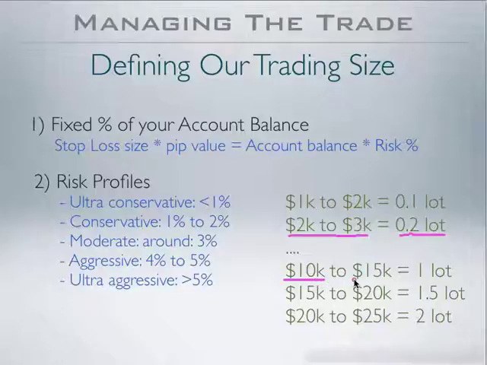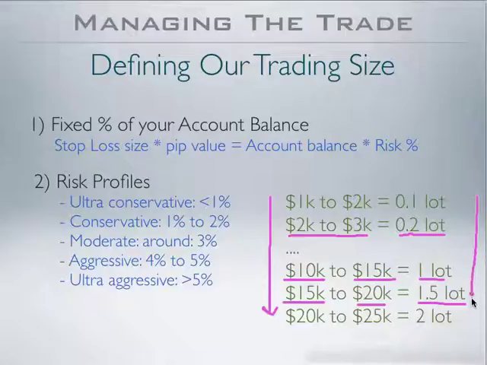Between 10,000 and 15,000, they trade one standard lot. Between 15,000 and 20,000, they trade 1.5 lots, etc., etc. Basically, as their account size keeps on building up, so does their trading size.